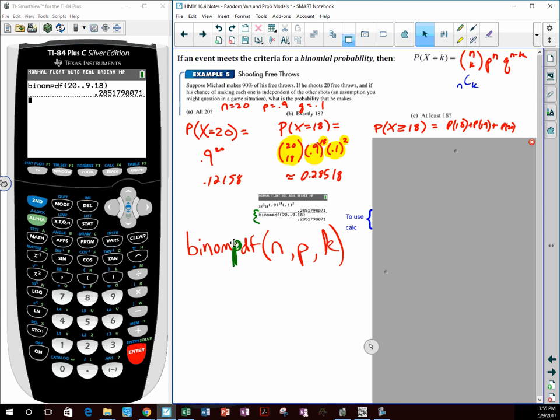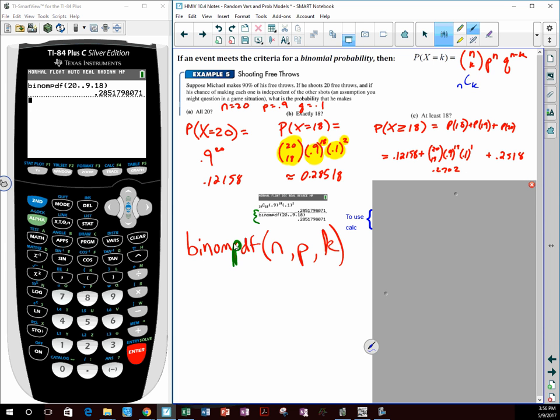So the next problem says, what's the probability that Michael makes at least 18? Well, there's a couple of different ways you could do this. Probably with what we have here, the easiest way might just be to find the probability of 18, 19, and 20. We've already found 18. We would just need to find, oh, actually, we've already found 20 as well. That was in the first problem. We actually really only need to find the probability of 19, so that's the only calculation that I've shown here.